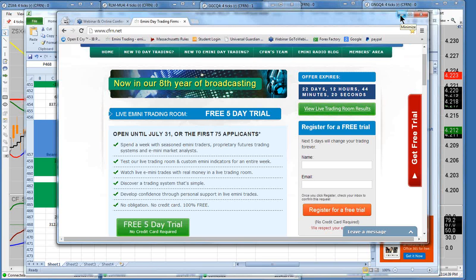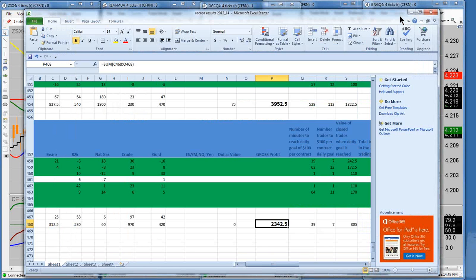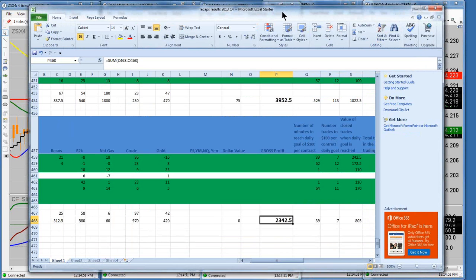That's all you have to do. Name, email address, register, click the confirmation link, then just read the emails you get and do what it says. Free. No credit card required. All right. Moving on.